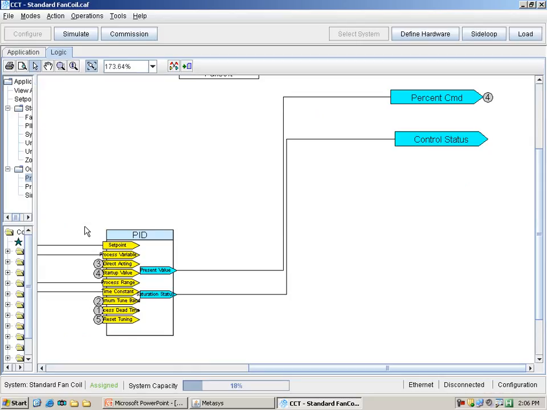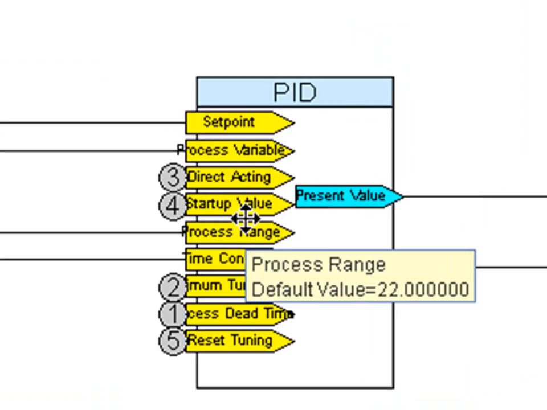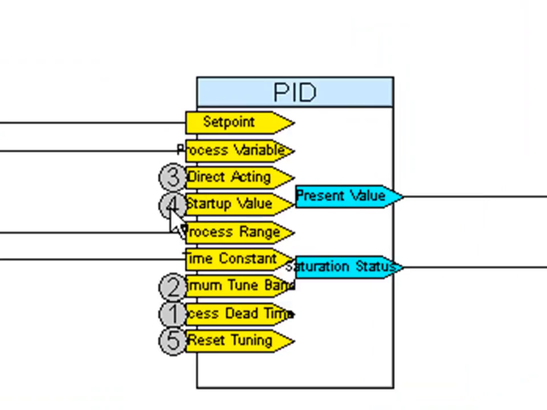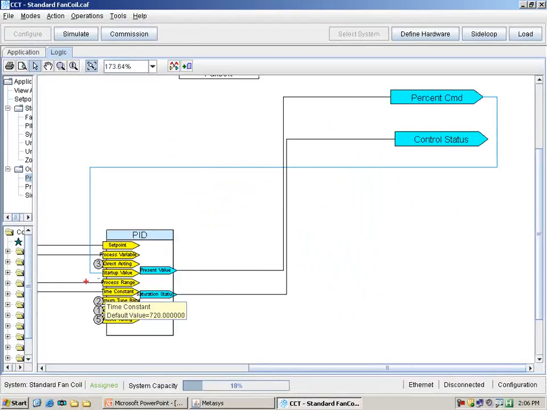Now, and I'll zoom in a little bit more here on this PID block, we can see an attribute here, an input connector called startup value. And it's got a label of 4. So let me unhide that. So right here, this is the startup value. So when the override is released, whatever value is found here, that's what the PID and the PRAC feature will use for the startup value.